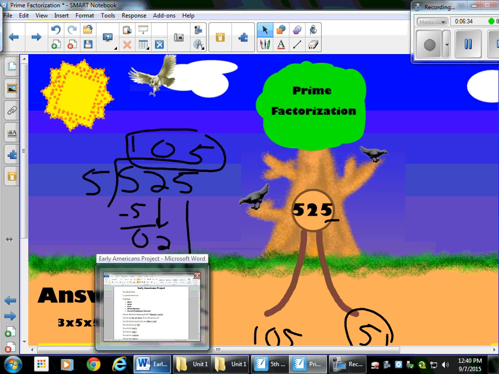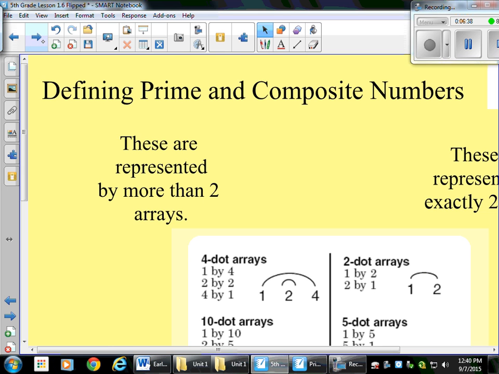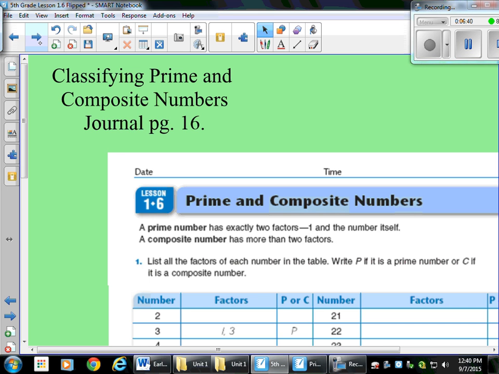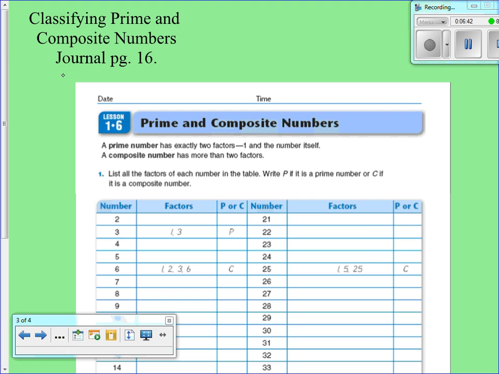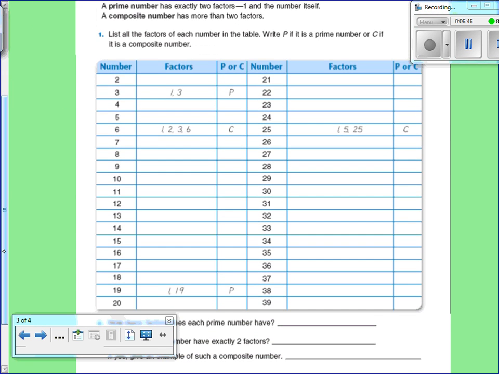Let's take a look at what your assignment looks like here. Today, or tomorrow, you'll be getting the opportunity to work on these problems. So let's take a look at the number 2, for example. List all the factors of 2. You've got 1 and you've got 2. Is it prime or composite? It is prime, because there's only 1 and 2.